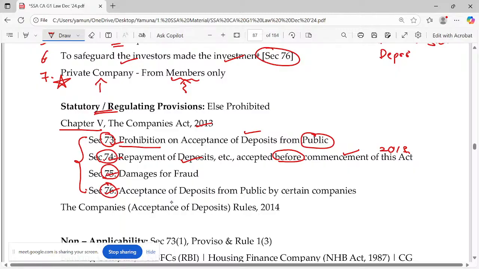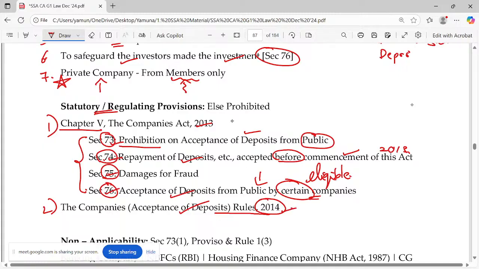And Section 76, acceptance of deposits from public by certain companies. Those certain companies will be hereafter termed as eligible companies. Probably look after which companies will be eligible. Apart from this, this is one set of provisions, and the second provision is a very important provision, where we'll go for referring the rules containing the acceptance of deposit. This is following from 2014. That's why I said, even though we have the 2013 Act, we are not going to exactly follow the 2013 Act. We are going to mainly follow the 2014 rules.